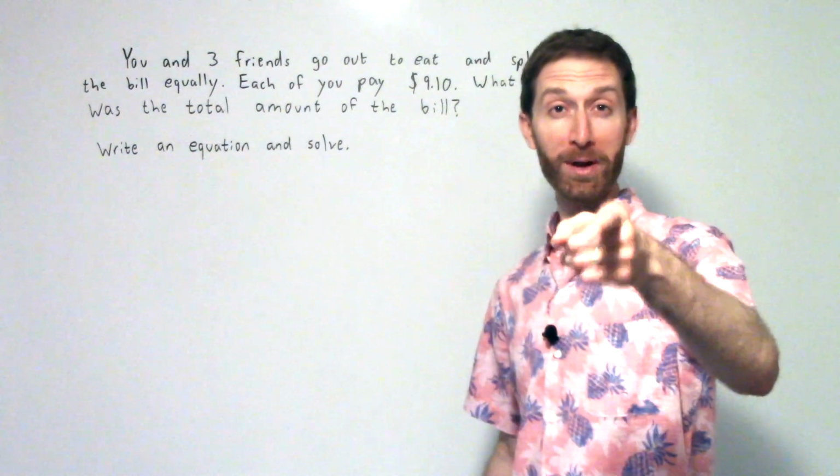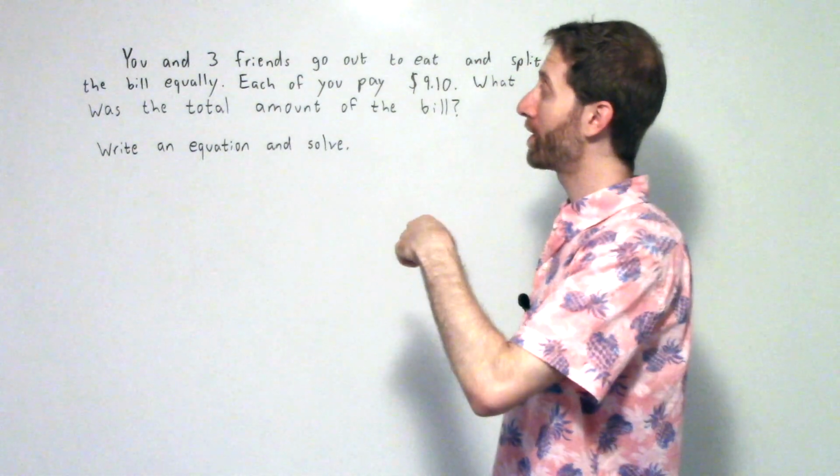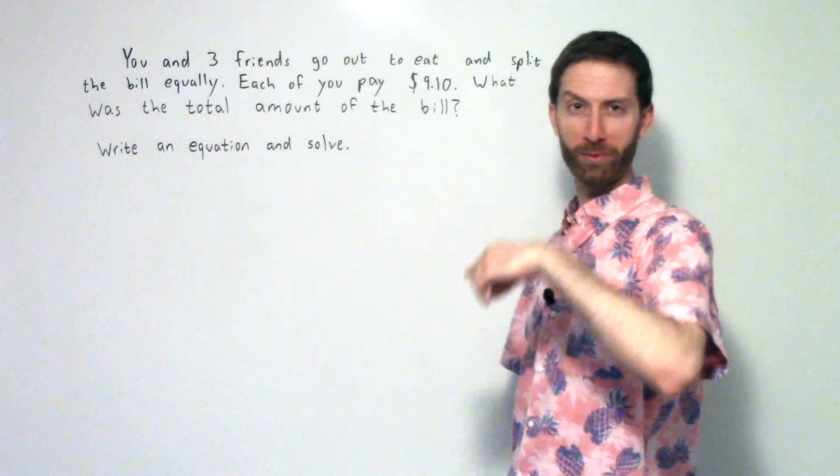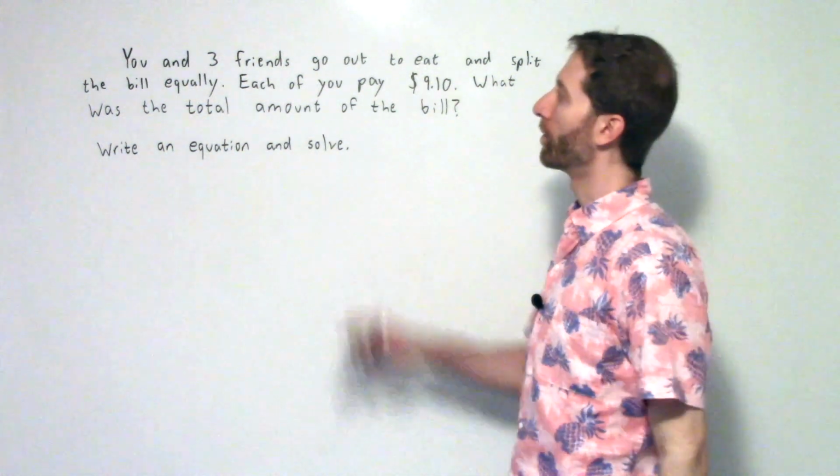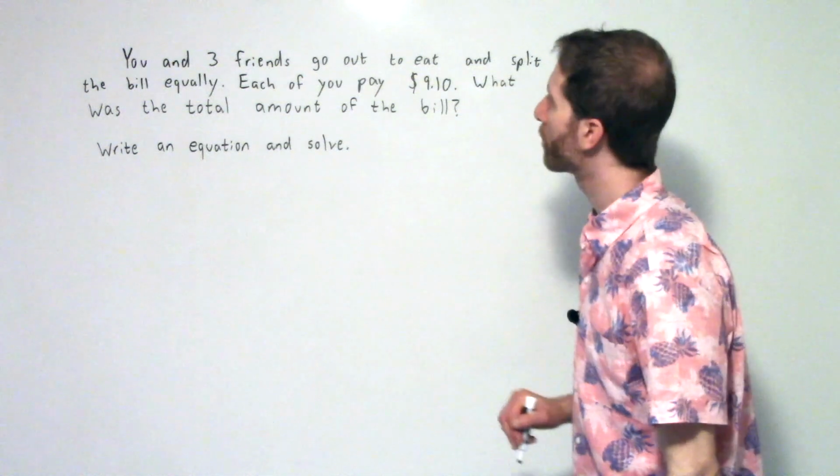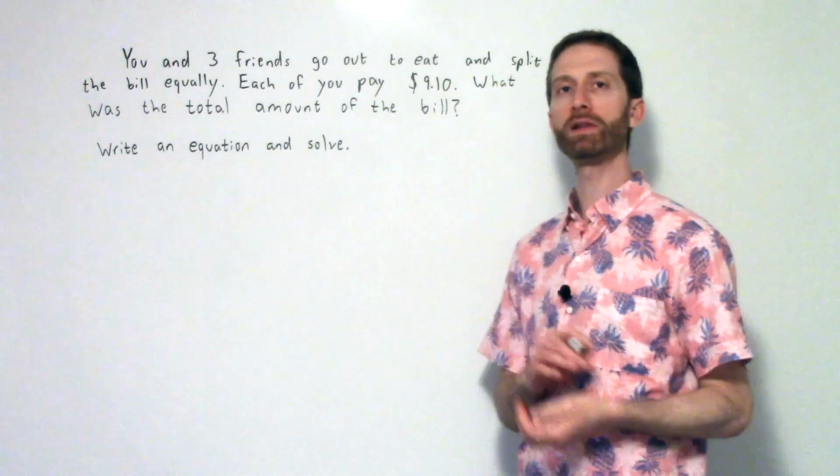You want another word problem? You got another word problem. Here it is. And even if you didn't want another one, well, again, here it is. So this word problem says you and 3 friends go out to eat and split the bill equally.